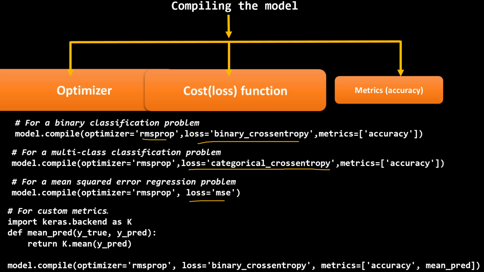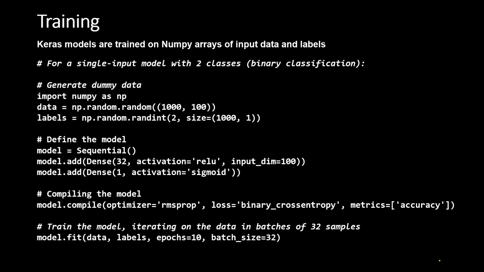And also you can define some custom metrics and add them during compilation. So for example, you import your backend K, and you want to compute the mean values of your predicted values and the true values, so you define this function and you can add it here while compiling the model.